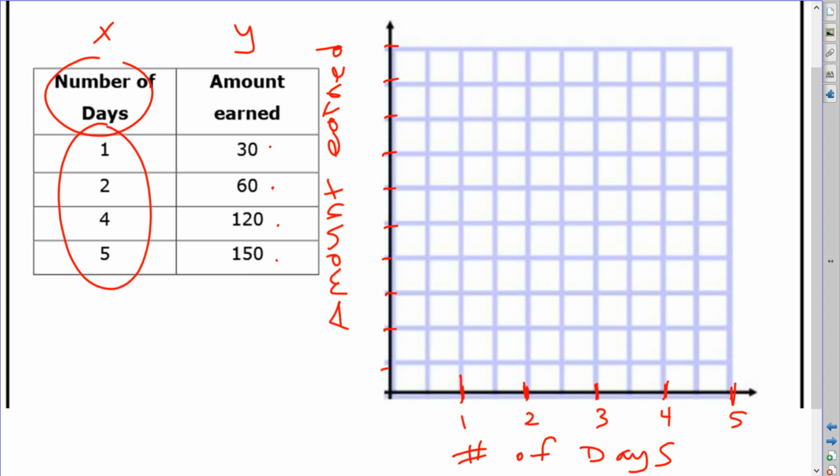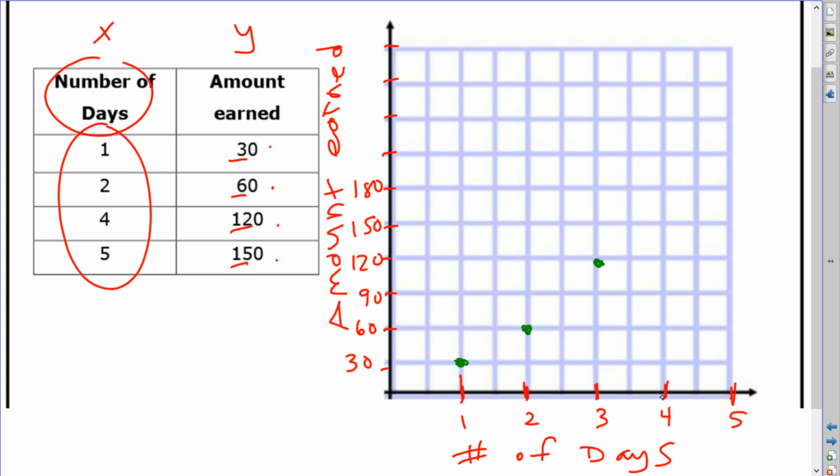So if I look at my data, it looks like they're all multiples of 3. 3, 6, 12, 15. See that? So I'm going to go by 30s. 30, 60, 90, 120, 150, 180, and it looks like that's as high as I need to go. So let's start graphing. At day 1, the amount earned was $30. On day 2, the amount was $60. On day 3, the amount was $120.